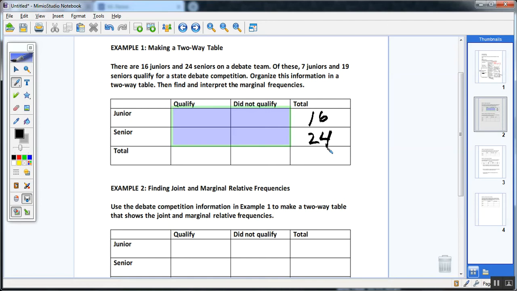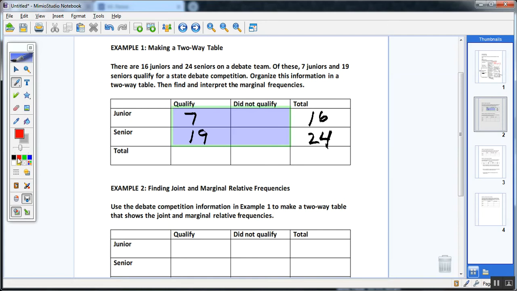Okay, so now it says of these, 7 juniors and 19 seniors do what? Okay, so where's that 7 gonna go? The junior qualifies. Okay, so right up here, the juniors are gonna be 7 that did qualify, and then how many seniors qualified? 19. All right. It says organize this information in a two-way table, then find and interpret the marginal frequencies. Well, let's first of all get all the values figured out here.